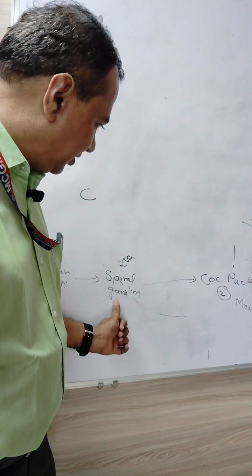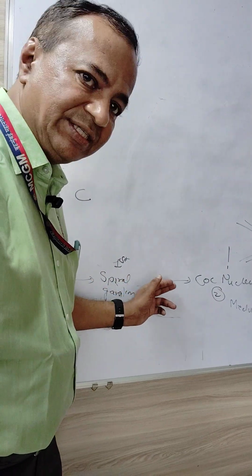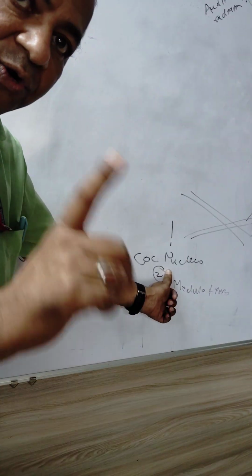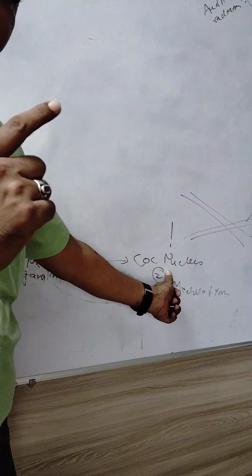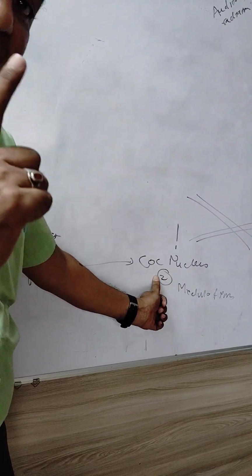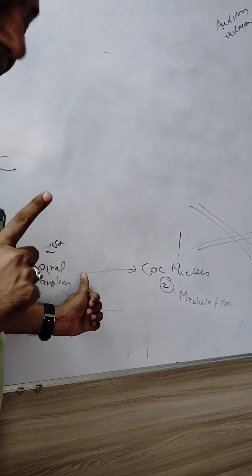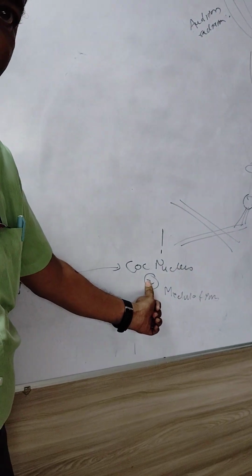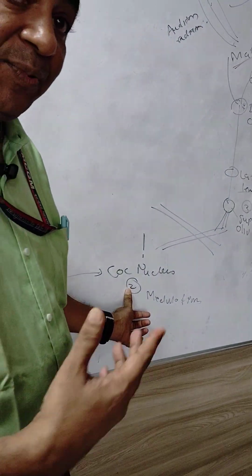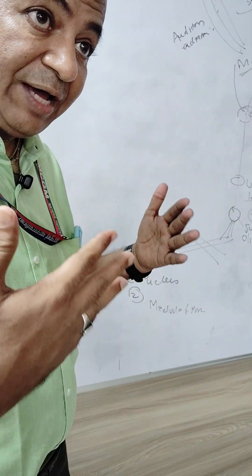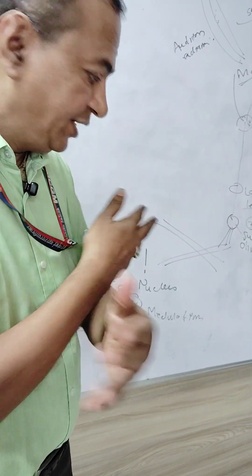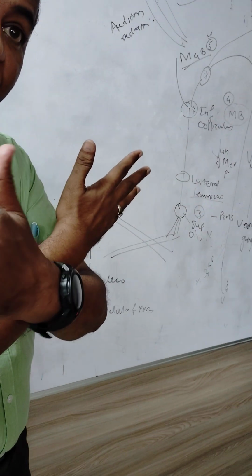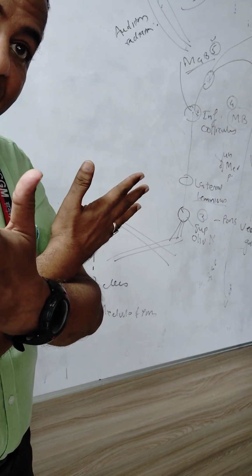From the spiral ganglion, the central processes go to the cochlear nuclei. The cochlear nuclei are at the junction of pons and medulla. These are the second order neurons. So the spiral ganglion is the first order neuron, the cochlear nucleus is the second order neuron. From here the fibers cross to the opposite side and create a body called the trapezoid body. So the trapezoid body is the decussation of the auditory pathway.